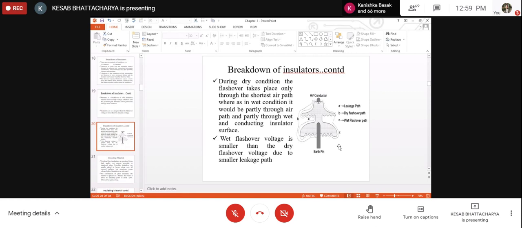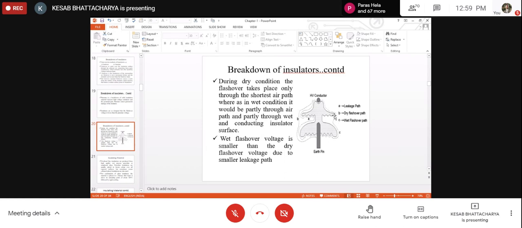Now here it has been shown three leakage paths. A is the leakage path, the complete leakage path. B is the dry flashover path through the air like this. It will be like this. From there, there will be a jump. It will come here. It will flow from here and finally go.